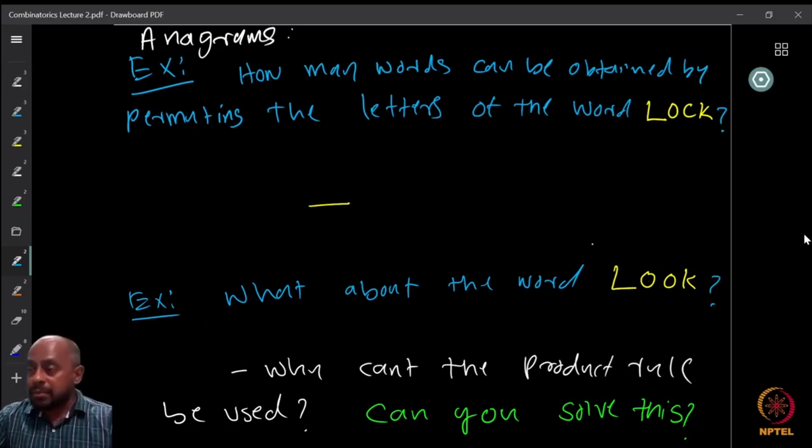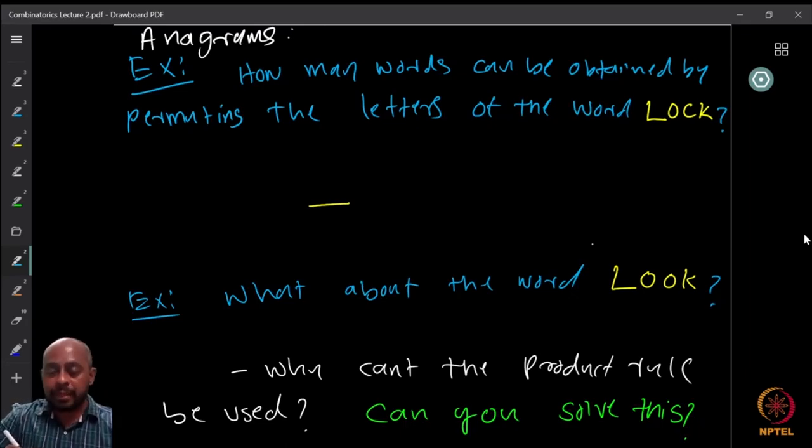We are looking at anagrams. Anagrams are basically permutations, basically words. Given a word, you can permute the letters of the word in whichever way you want to find different other words. They need not make any sense, not a word in a particular language, but strings made from permuting the letters.